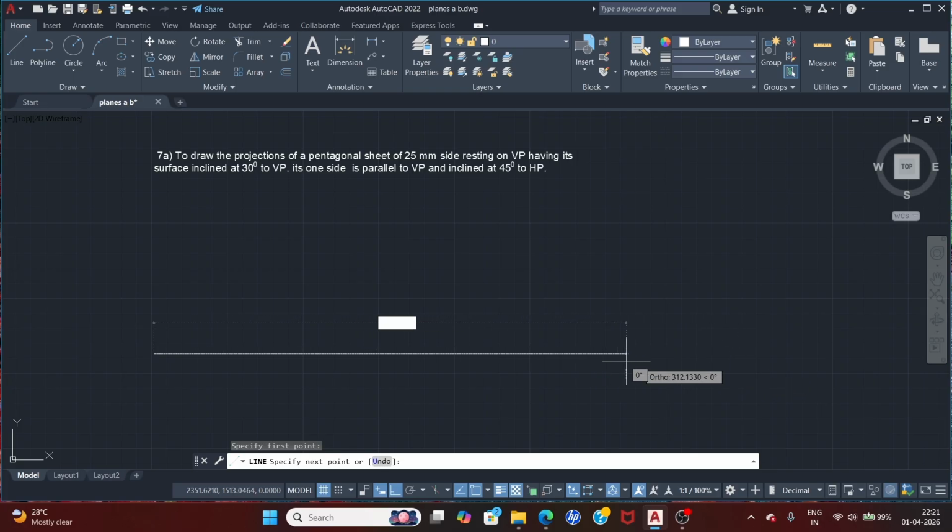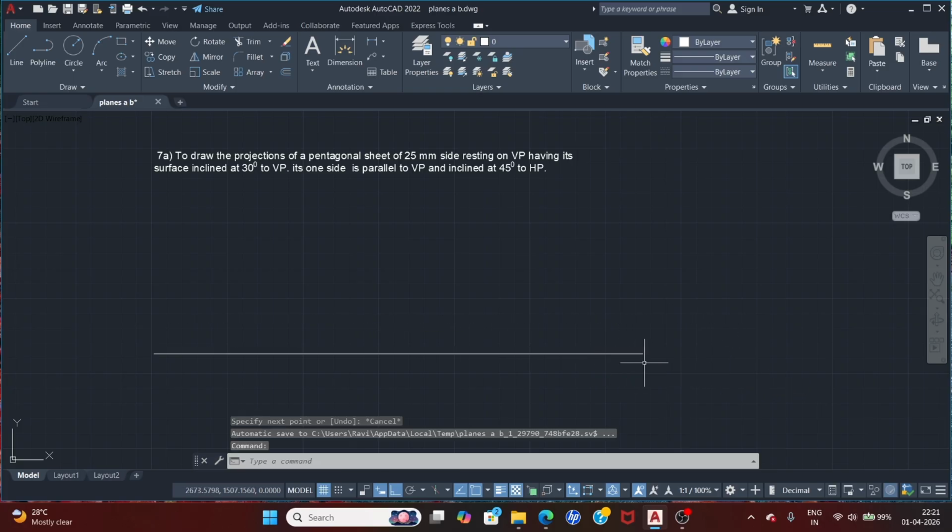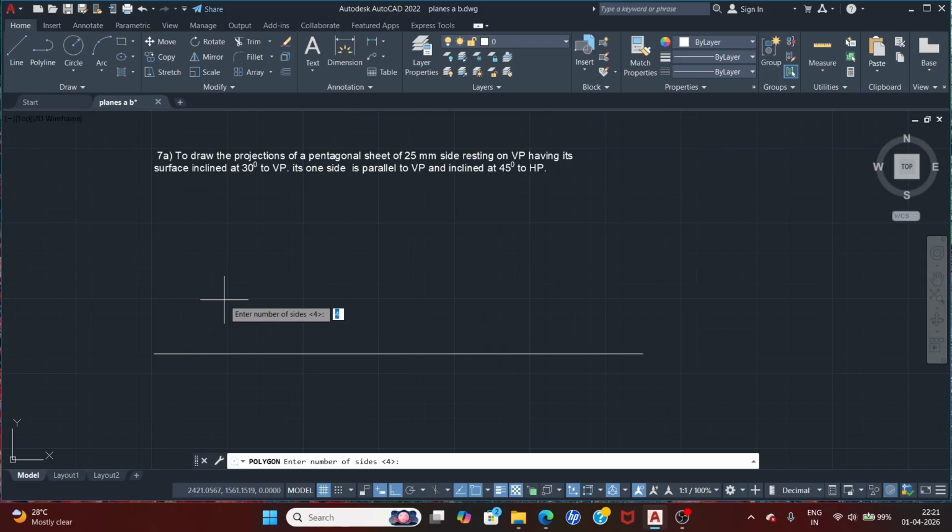Today in this lecture I am going to explain question 7a. The line is inclined to both HP and VP. So for that we have to draw the inclined to HP and inclined to VP diagram in the same XY.